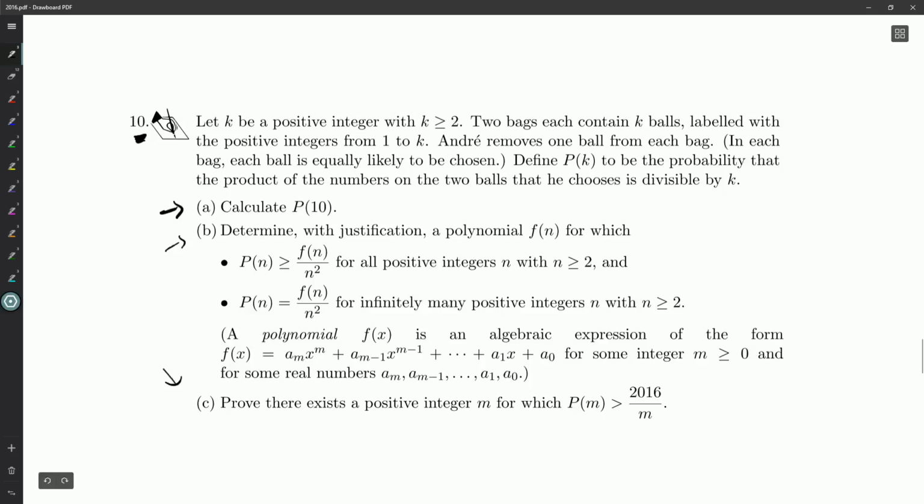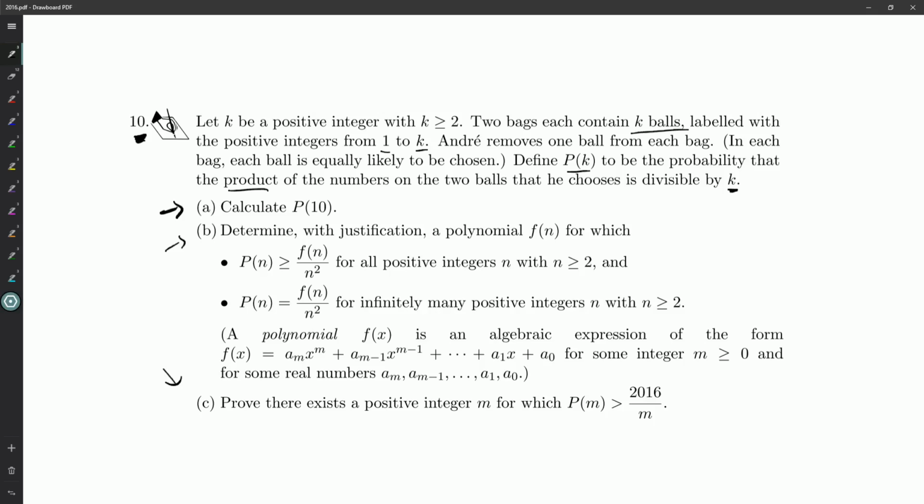And what have we got? Let k be a positive integer greater than or equal to 2. 2 bags each contain k balls labeled with the positive integers from 1 to k. Andre removes 1 ball from each bag. In each bag, each ball is equally likely to be chosen. Okay, so no weird probability surprises here. Define P of k to be the probability that the product of the numbers on the 2 balls that he chooses is divisible by k.